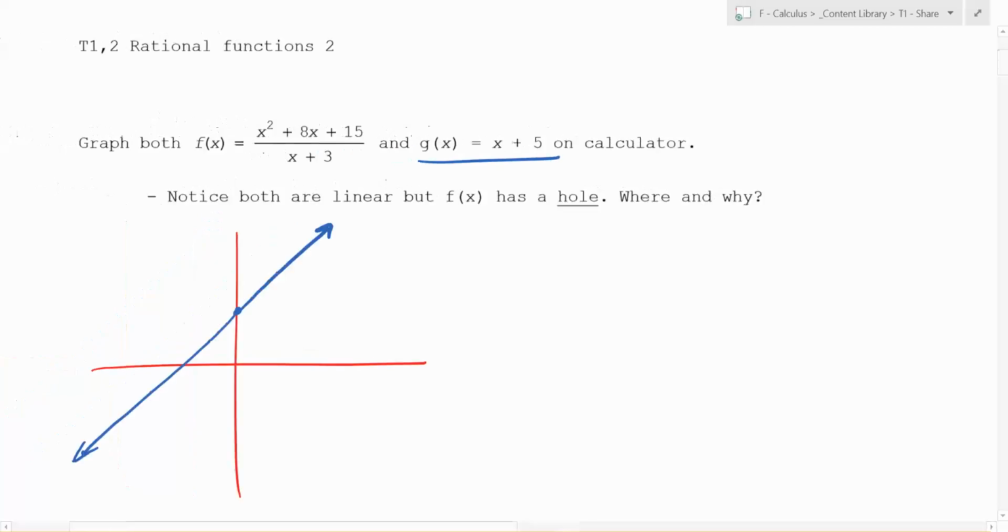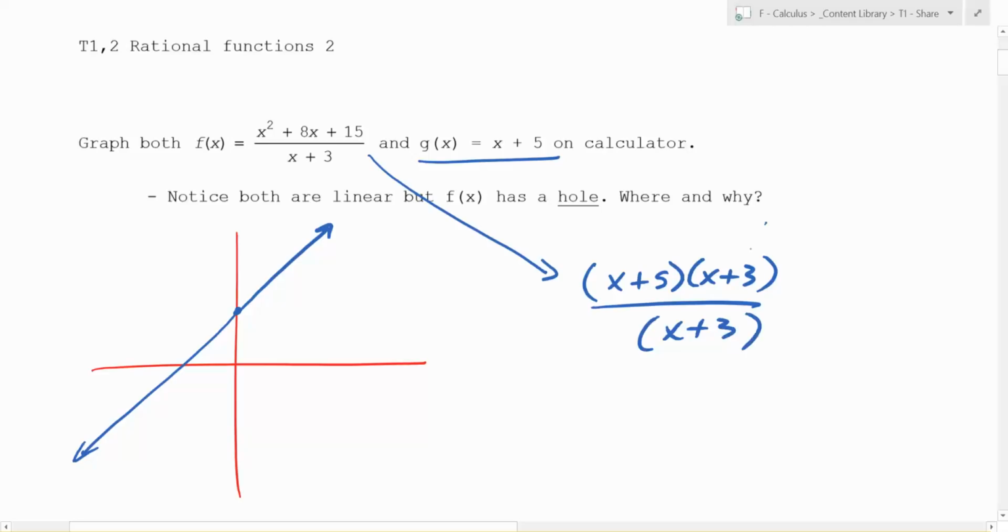If you factor the top, what does the top become? Can someone tell me? X plus 5, x plus 3. Yeah, and the bottom is? X plus 3. Yeah, and what cancels? X plus 3. So here's the thing. When you cancel that, it does become x plus 5. If I asked you to graph this, what do you have to add in?